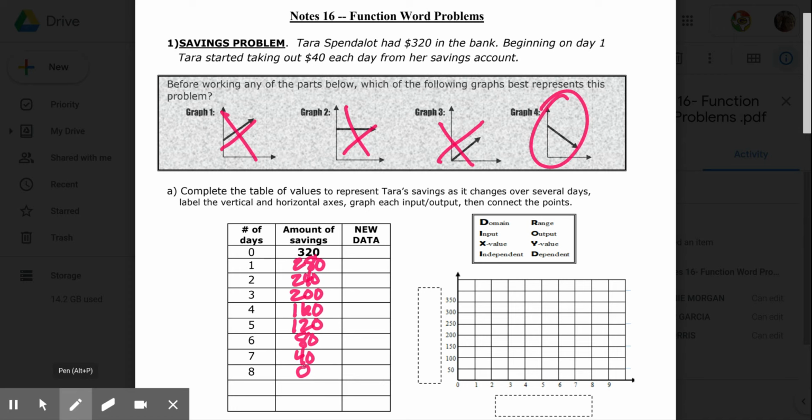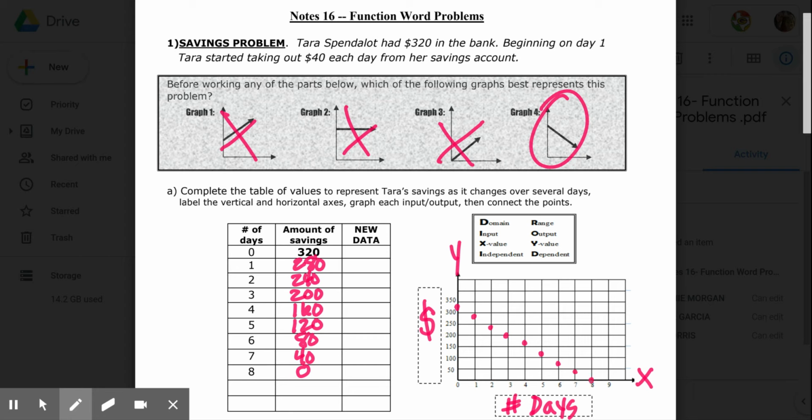Over here on the graph, this is the x-axis, so this is going to be the number of days, and on the y-axis will be the dollar amount. So on day zero, it'll be 320, so it'll be about right there. And on day one, it'll be 280, so it'll be right there. Day two is 240, right under 250. And then day three is 200, 4 is 160, 5 is 120, 6 is 80, 7 is 40, and 8 is 0.